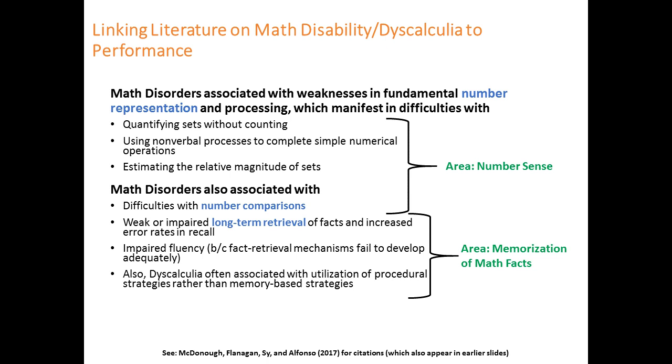Math disorders are associated with weaknesses in fundamental number representation and processing, which manifest in difficulties with quantifying steps without counting, using nonverbal processes to complete simple numerical operations, and estimating the relative magnitude of sets. All of these are in the math area of number sense. Math disorders are also associated with difficulties with number comparisons, difficulties with long-term retrieval, and impaired fluency. In terms of manifestations, this includes using procedural strategies rather than memory-based strategies.